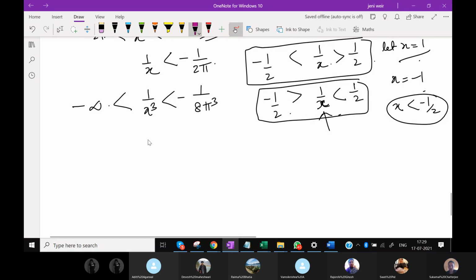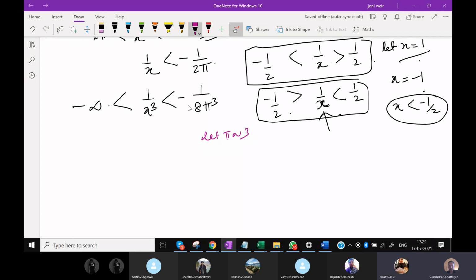So that means 1 by x cube will be less than minus 1 by 8 pi cube. I always consider pi approximately equal to 3. I hope you are okay with that, right? No problems. It's just for calculation. So that means 1 by x cube is less than minus 1 by 8 into 27, which is how much? 8 into 27 is 8 sevens are 56, 5, 8 twos are 16, and 5, 216, right? Am I right?